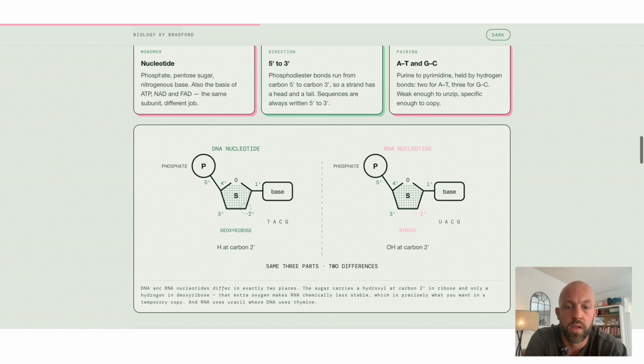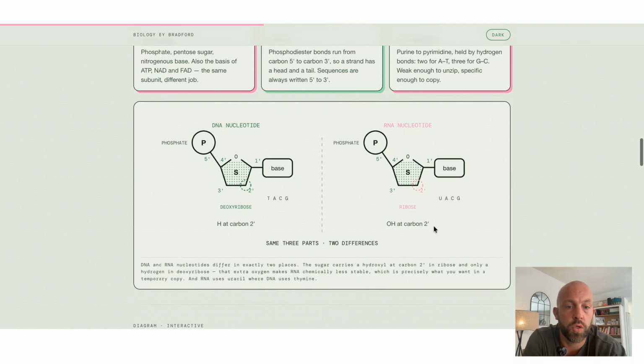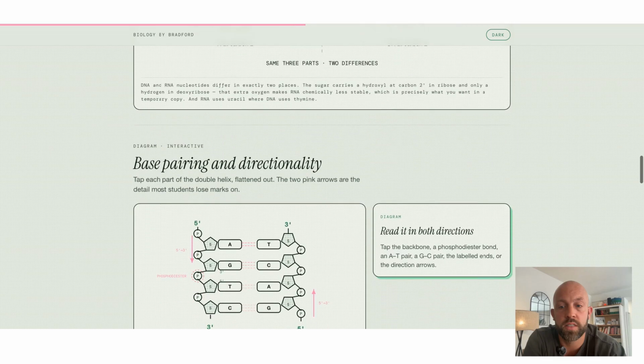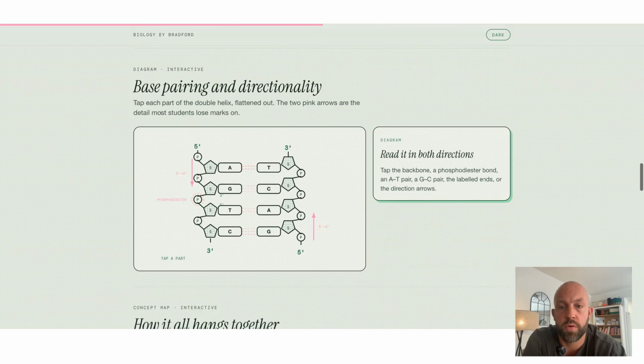So the other thing to note with nucleic acids is when we talk about DNA, we have the bases T, A, C, and G. And when we talk about ribose or the RNA, we have U instead of T. So we have U, A, C, and G. Then we have some base pairing rules and the directionality. So here is our molecule of DNA.